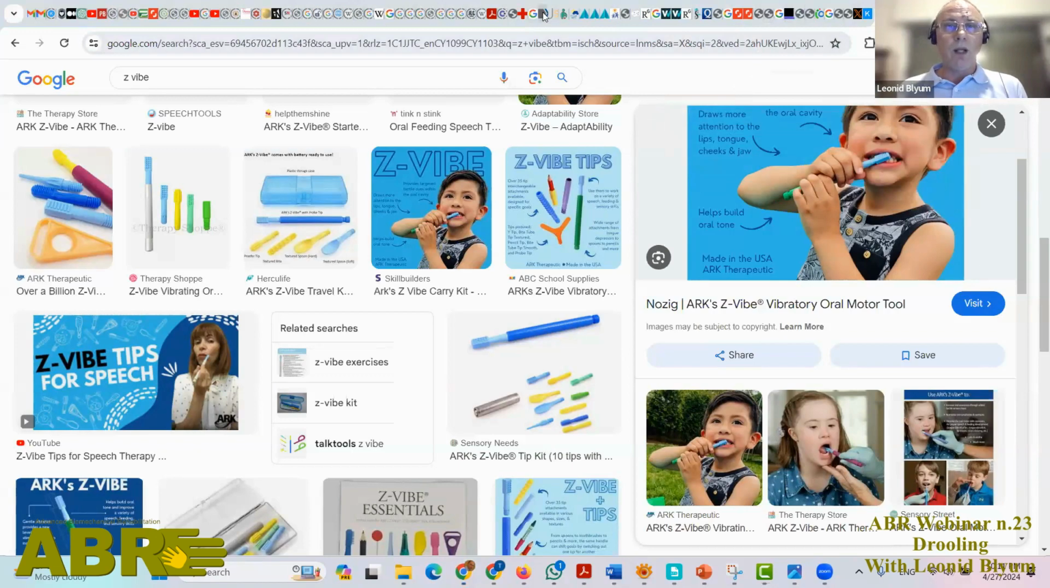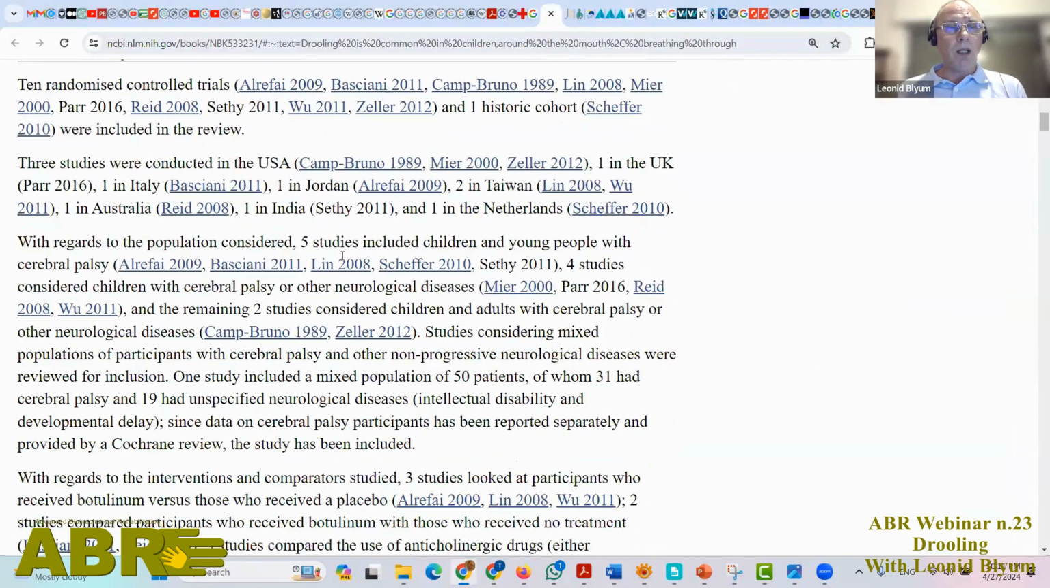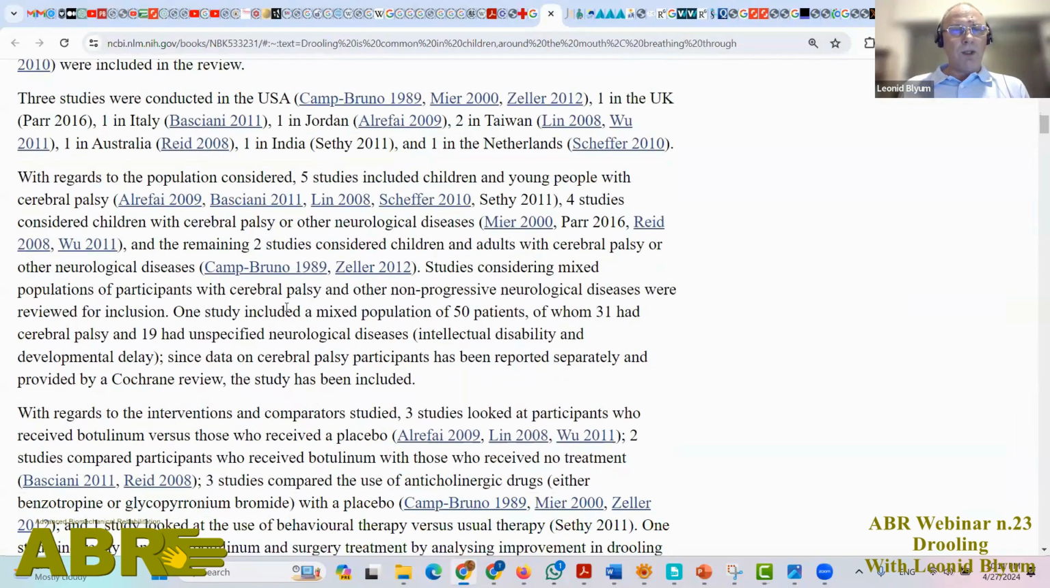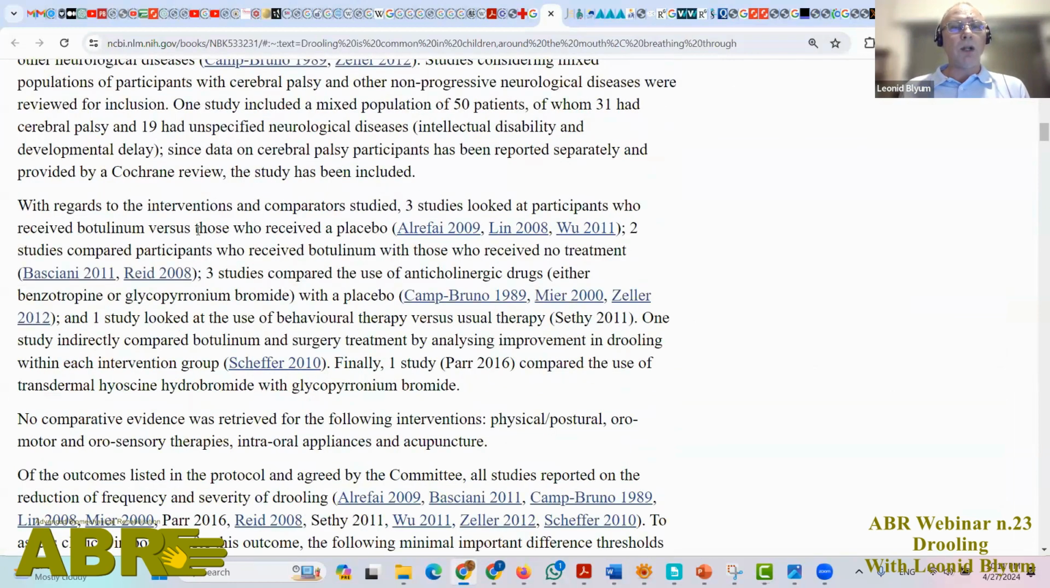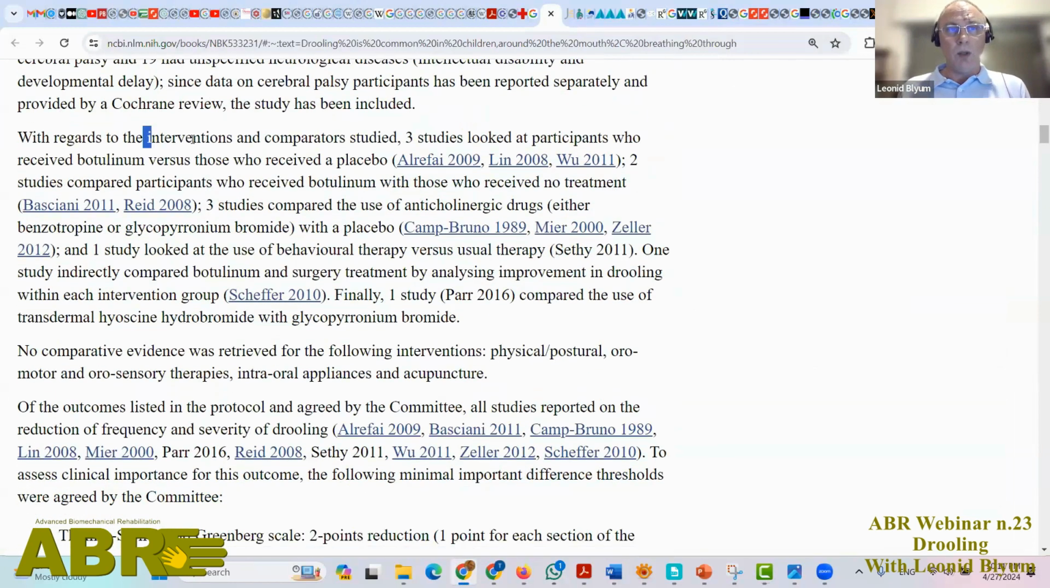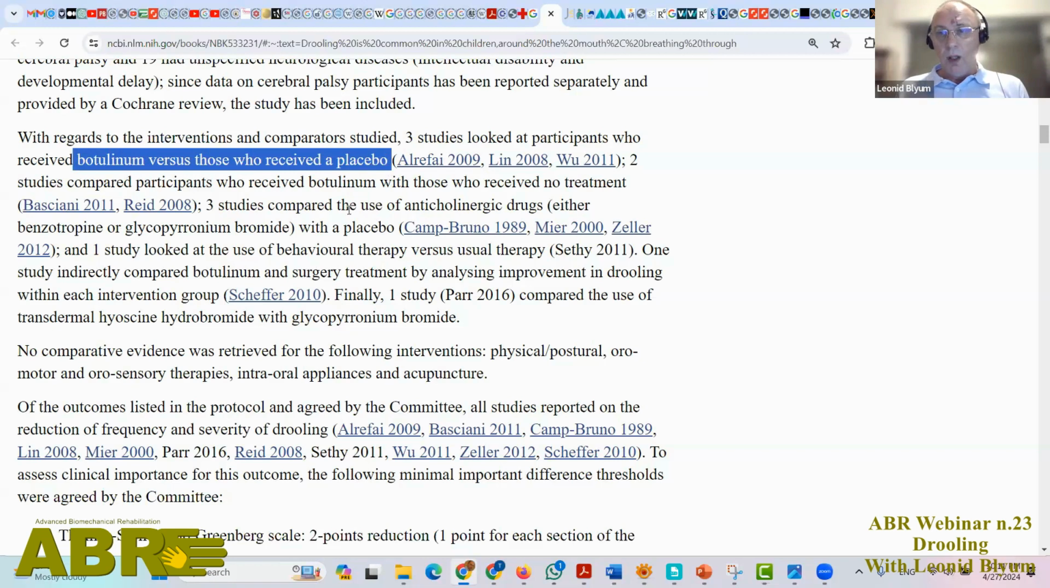So now let's get back here. 4 studies. With regards to interventions, in medical speak, these are therapies. And the comparators studied, 3 studies look at participants who received botulinum versus those who received the placebo. It's already scary, right? So what is the botulinum? Botox. Yes, so that's already a poison.